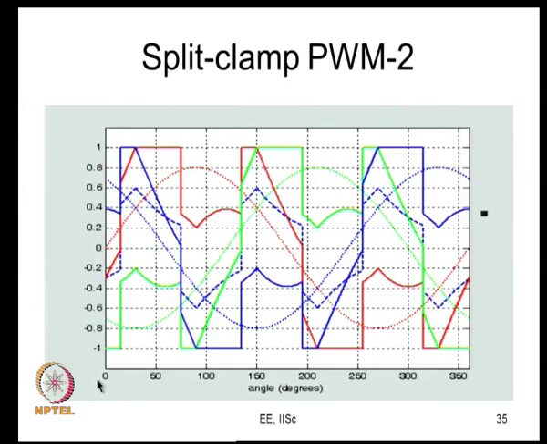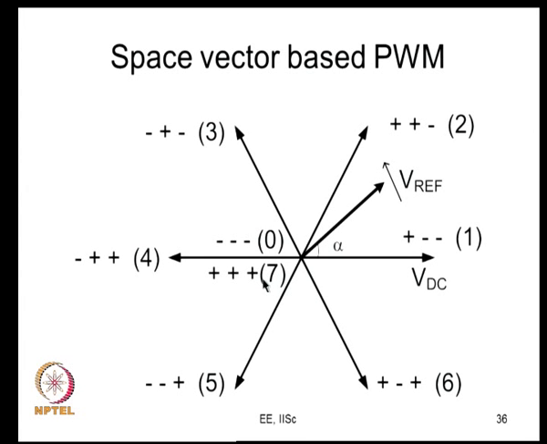So, this continual clamp PWM and split clamp PWM together represent the complete range of bus clamping PWM methods except 120° clamp. These are the PWM methods which can ensure that all the 6 devices, the converter operates in a balanced fashion. So, this actually summarizes everything. Now, let us look at the same thing from the space vector point of view.